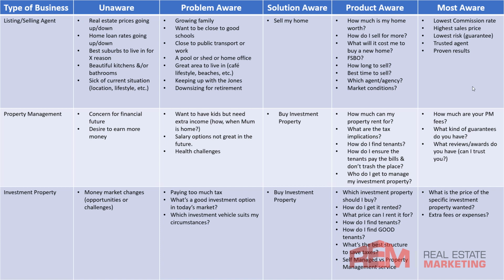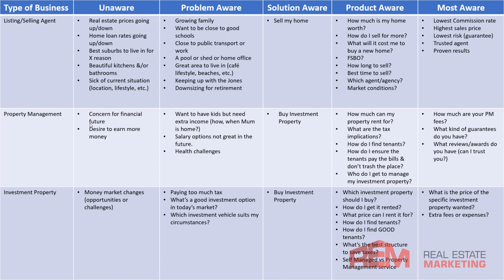Now it's down to the nitty gritty. Which agent's going to give me the best deal, whether it's the lowest commission rate or the highest sales price, or do they offer the lowest risk with some sort of guarantee, for example? Can I find an agent to work with that's trusted and has got proven results? So throughout this whole sequence of these 5 levels of awareness, you're continuing to create advertising, driving people to content and/or information that they can read or download that moves them to the next level.